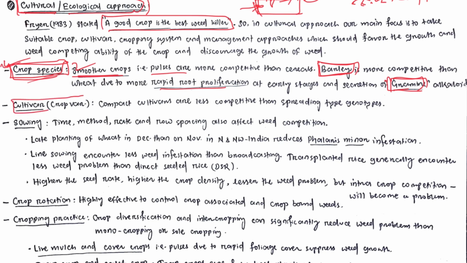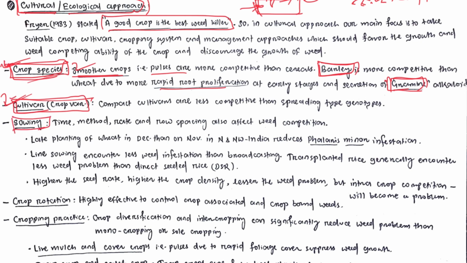Then cultivar or crop variety. Suppose there are two types of cultivar: one is a spreading type, another is a bunch type. Which can suppress the weeds better? The spreading type, of course. Or suppose we are taking cereal crops: some cultivars secrete certain allelochemicals that are harmful to weeds, and some do not. If we take a cultivar which can secrete allelochemicals, then it can manage the weeds better. So cultivar selection is important, and crop species is important.